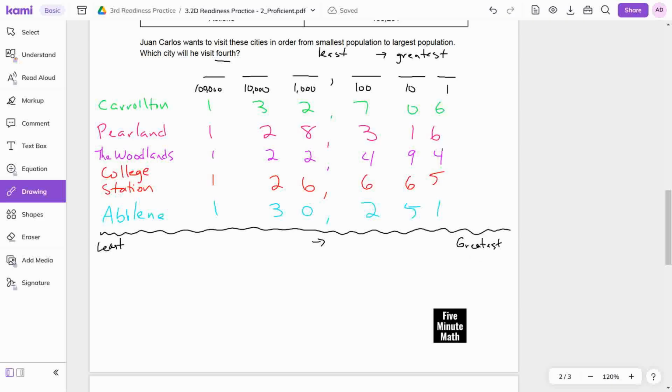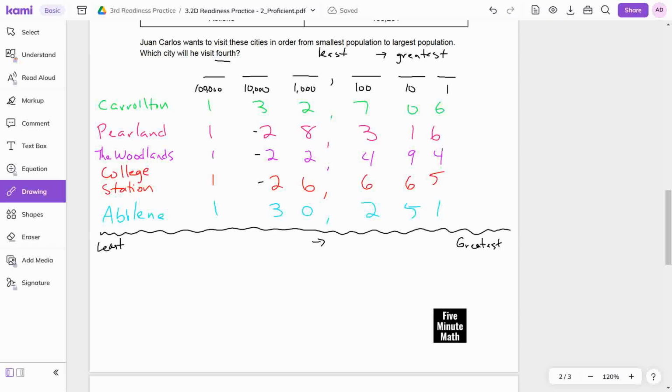Now, my smallest is going to have the smallest in the, well, if we look at our 100,000s, the 100,000s are all the same. It's all 1. So we need to move over to the next place value, 10,000s. Now look what I've got. I've got 3, 2, 2, 2, 3. Okay, so for my smallest, I'm going to look at these 2s. That's what's going to help me next.